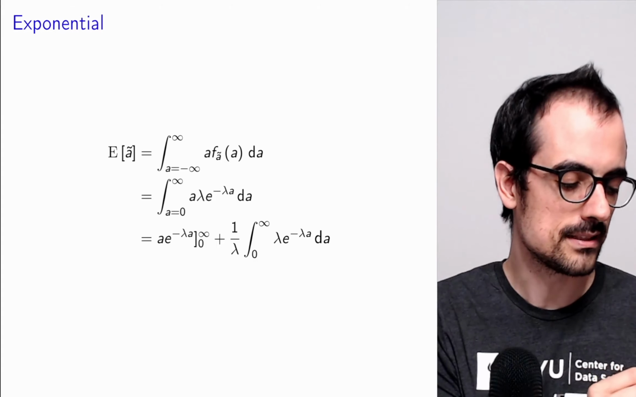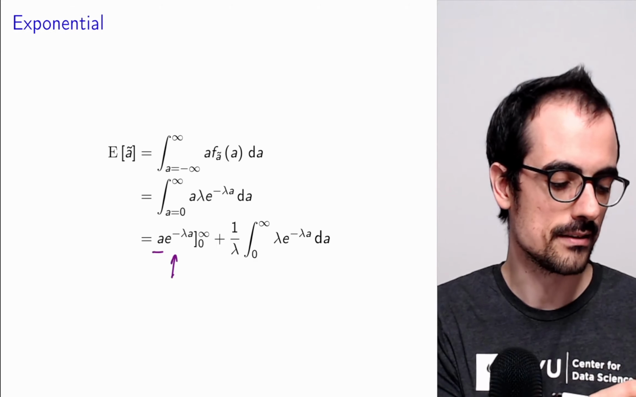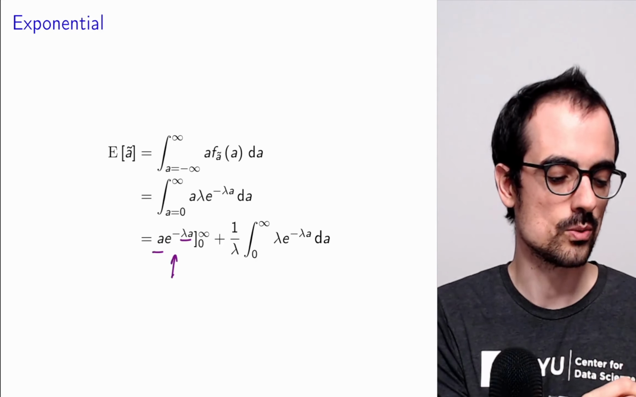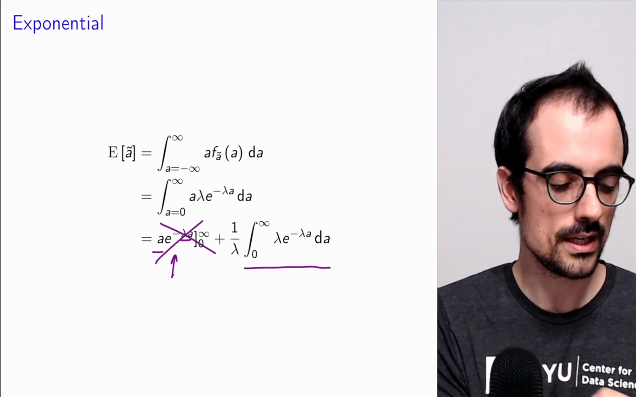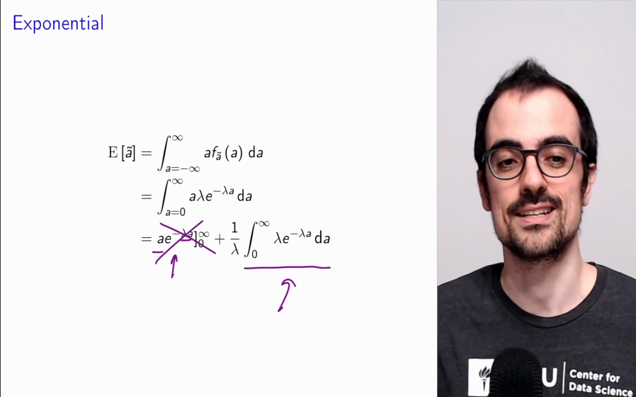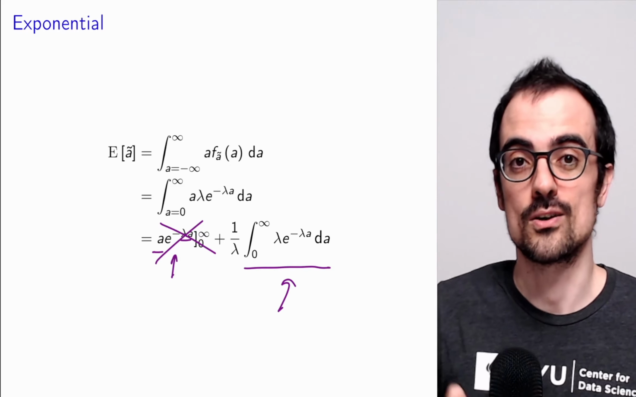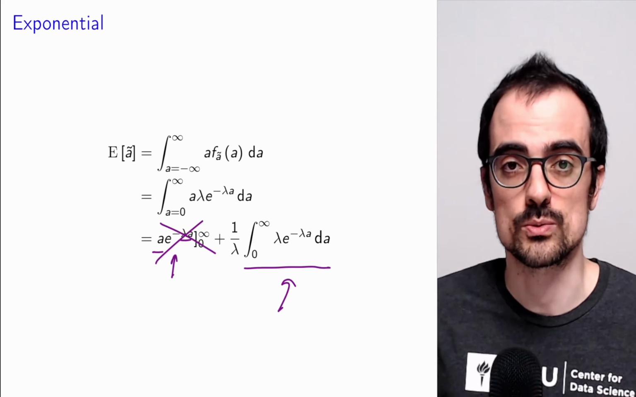What I will say is that this term here is equal to 0 because you have an a here and an infinity there. It's equal to 0 at 0 and at infinity, so this is going to cancel out. And now we have this integral. What is this integral here? This has to integrate to 1 because we're integrating the PDF over the range where it's non-zero. To be a valid PDF, it has to integrate to 1.